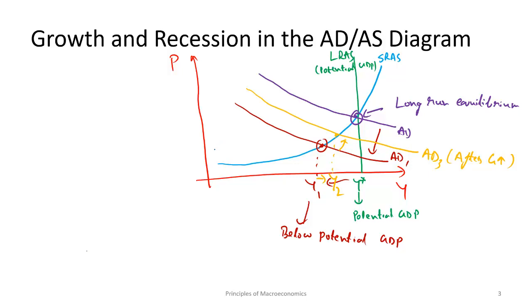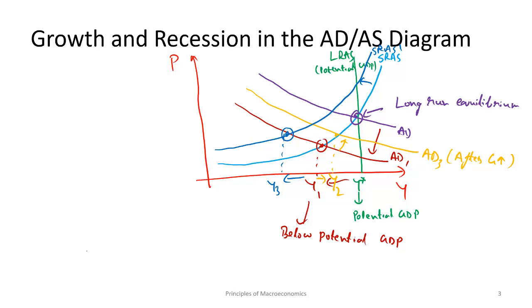So this is a left shift of the short-run aggregate supply. So your aggregate supply shifted left. As a result, we reached equilibrium here, which is even a further decrease in GDP.